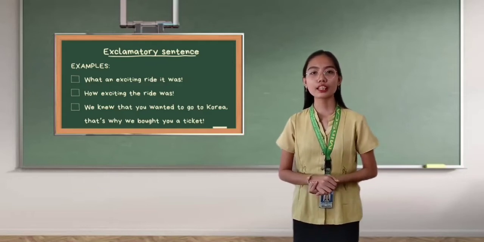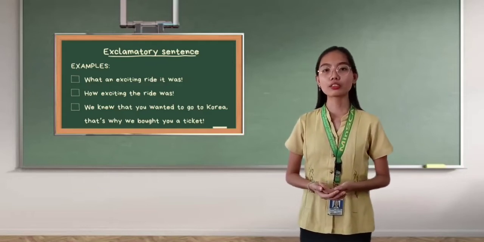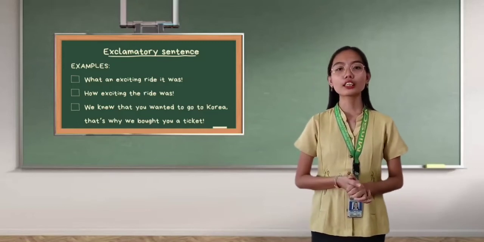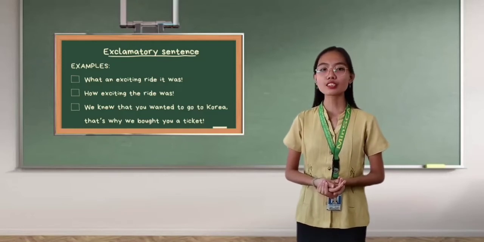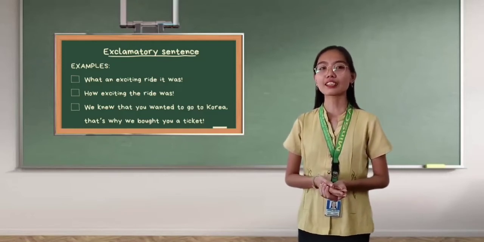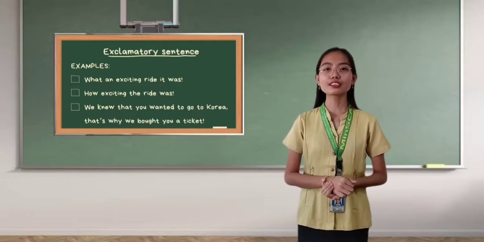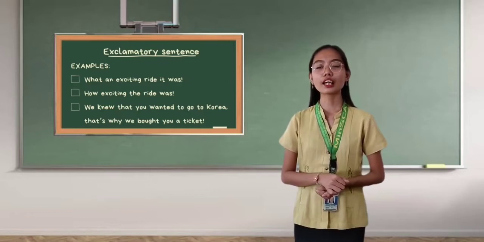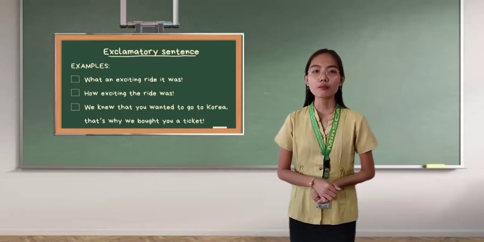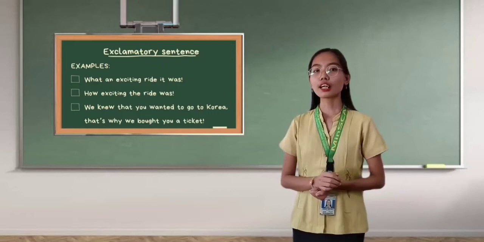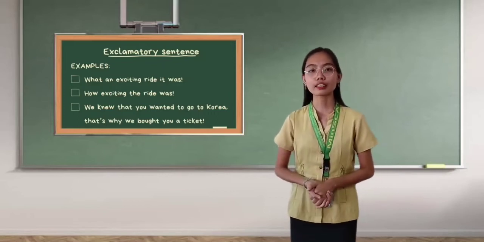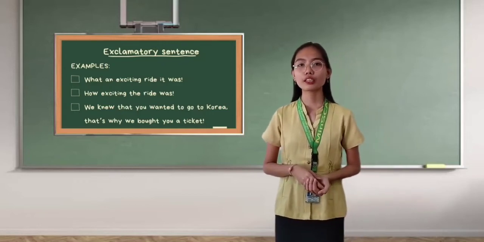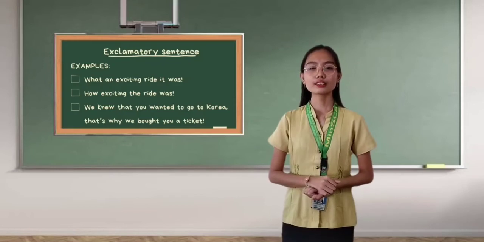You can make exclamatory sentences with a compound sentence as well. For example, we knew that you wanted to go to Korea. That's why we bought you a ticket. So exclamatory sentences are often used in casual conversation and in written dialogue to show emotion. But they are not typically useful in academic or expository writing. In these more serious works, it's better to make your point with well-written declarative sentences instead.